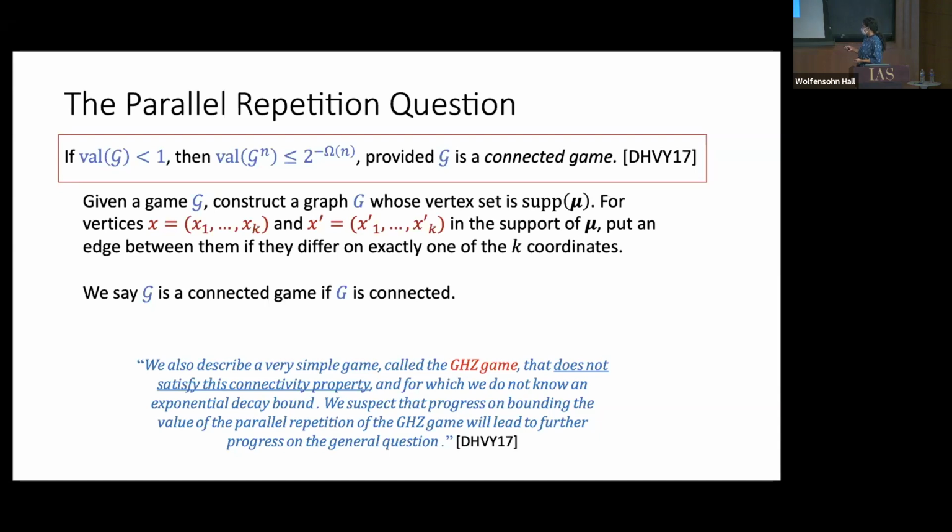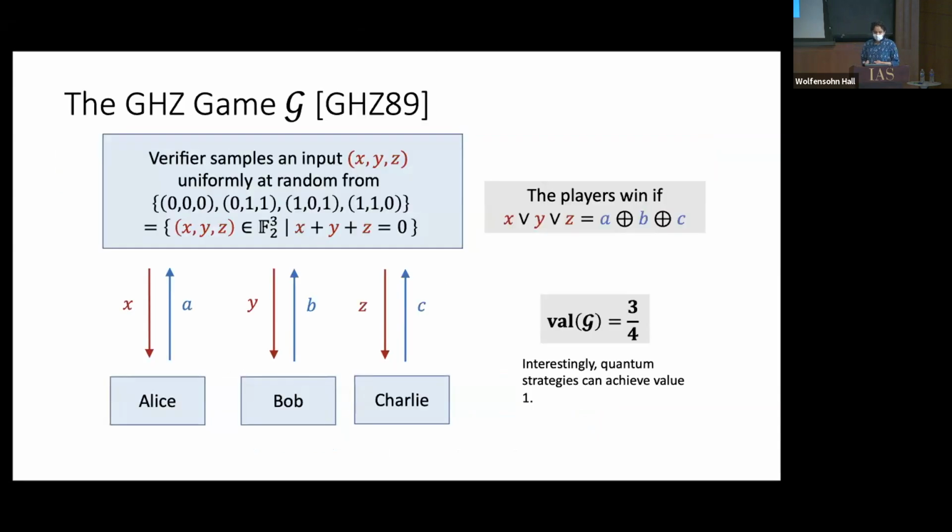So Dinur, Harsha, Venkat, and Yuen suspect that progress on bounding the value of the parallel repetition of the GHZ game will lead to progress on the general question of parallel repetition for all multiplayer games. So let's recap the GHZ game. Here the verifier samples an input uniformly at random from these 4 points, the GHZ distribution. Note that to go from any one input to another, you need to change at least 2 coordinates. So this is a highly disconnected game. And the question is, what happens to the value of the GHZ game as you do parallel repetition n times?